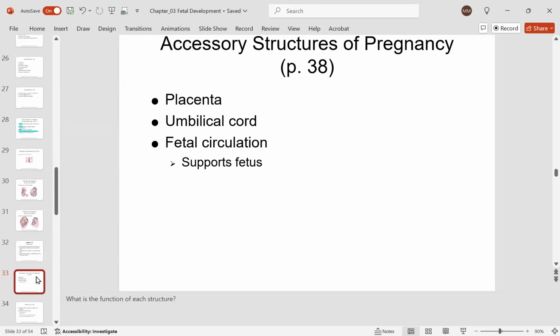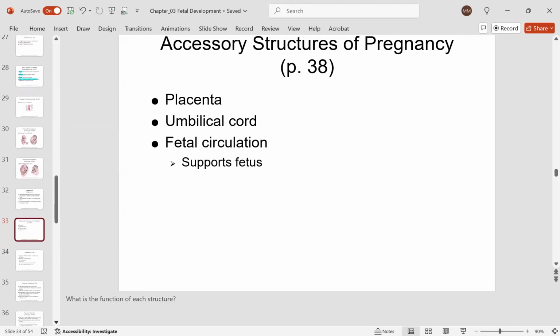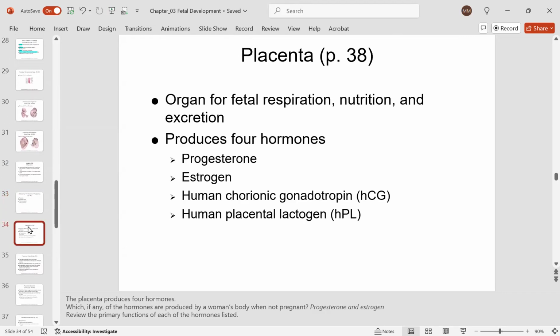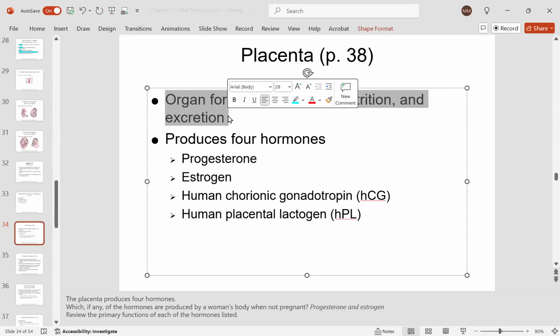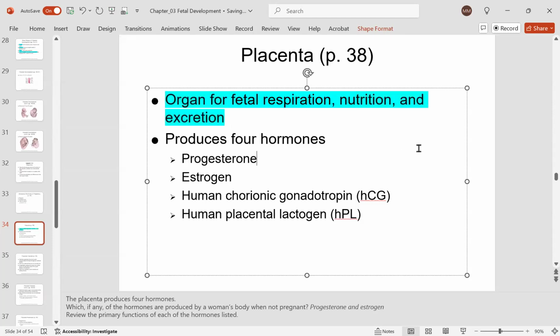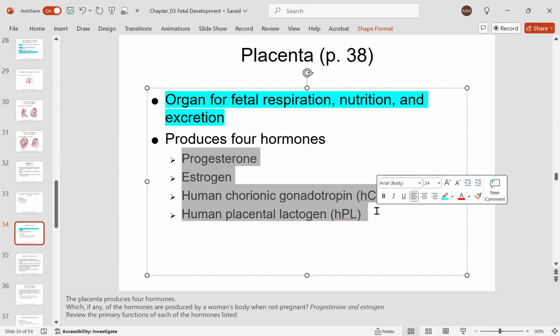All right, so lesson two, we're going to talk about the accessory structures of pregnancy again briefly. The placenta, the umbilical cord, and fetal circulation, just so you understand fetal circulation, because that one's a little complicated. So the placenta, that is responsible for everything that keeps the little baby alive, right? It's responsible for respiration. In other words, bringing oxygen in and getting rid of carbon dioxide. It's responsible for nutrition, bringing nutrition in, and excretion, getting rid of waste. And the placenta produces four hormones, okay? Progesterone, estrogen, HCG, and HPL.